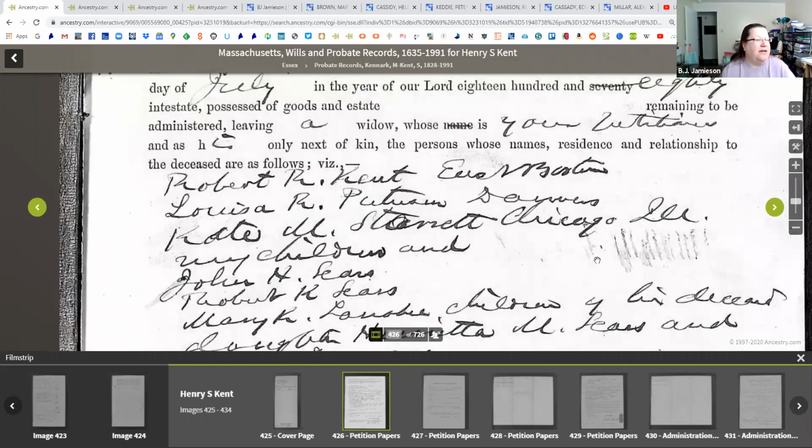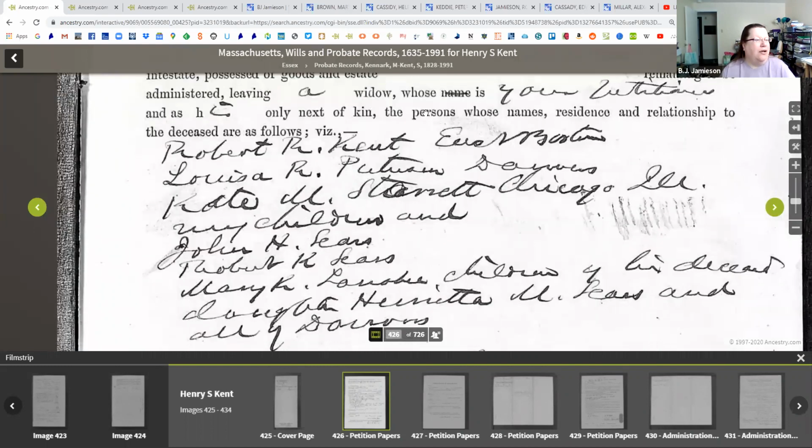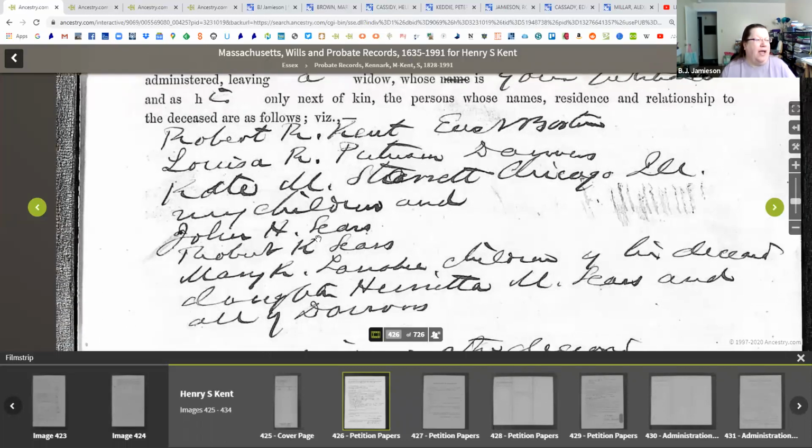And this is nice. It lists everybody, all their children, and again, women by their married name. So here's the daughter she was living with in Chicago, Kate Starrett. And then children of her deceased daughter. So again, it's linking, in this case, 3 generations, because you've got Henry the father, you've got the deceased daughter Henrietta, and then the list of her children who were alive at the time that Henry died.